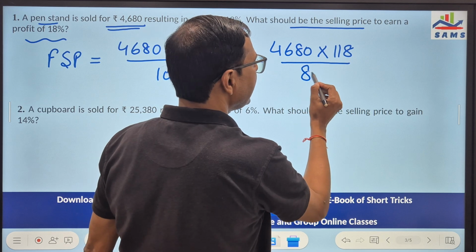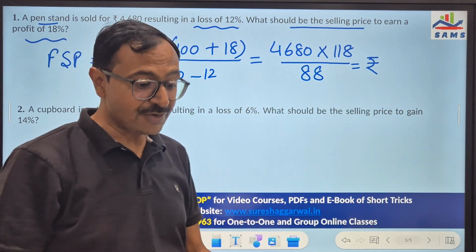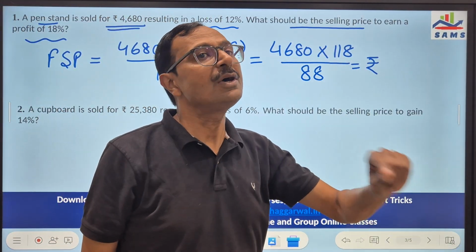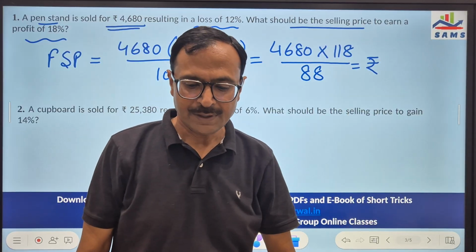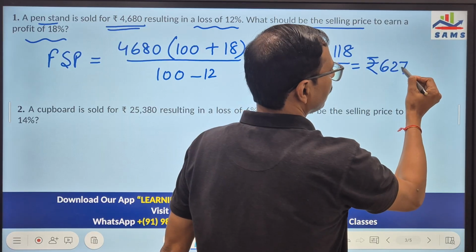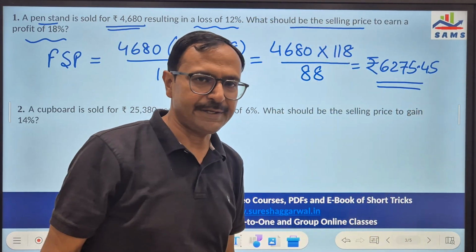This is 88. Now if you do this calculation, you will get your answer in rupees, and obviously your answer will be more than 4680. You are increasing the selling price because you want to gain something. Now that answer is 6275.45. This is the final selling price of the item.